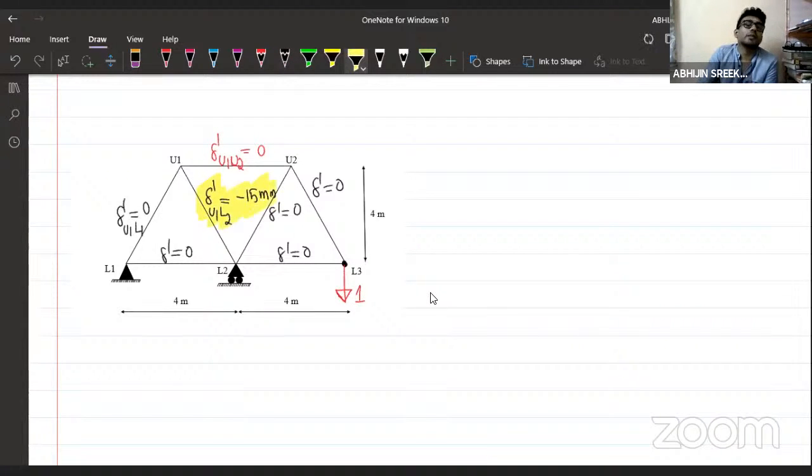I will tell you a shortcut here. Now, what you have to do? The equation I have to use here is: the vertical displacement of the joint L3 will be equal to what is the equation? Summation of K into delta dash. What is the K value? K value is the force in various members due to this unit load applied. Correct? First of all, let us calculate it.